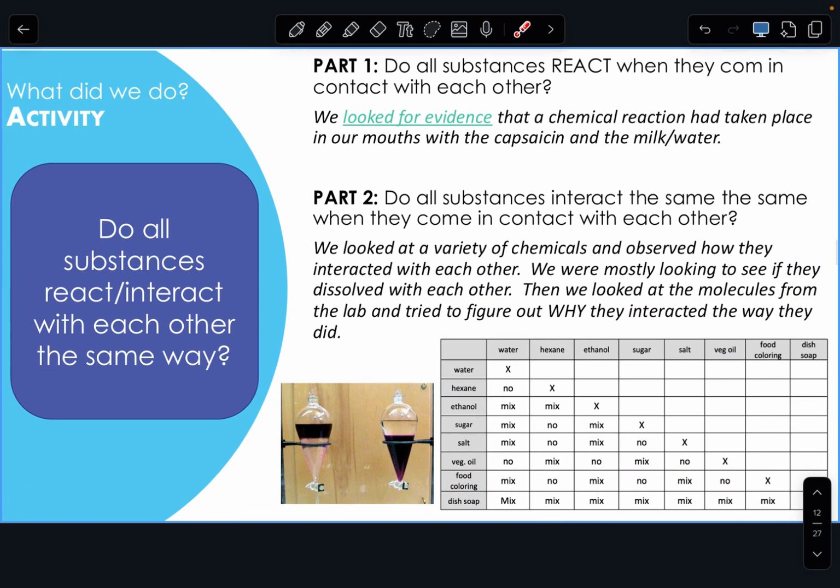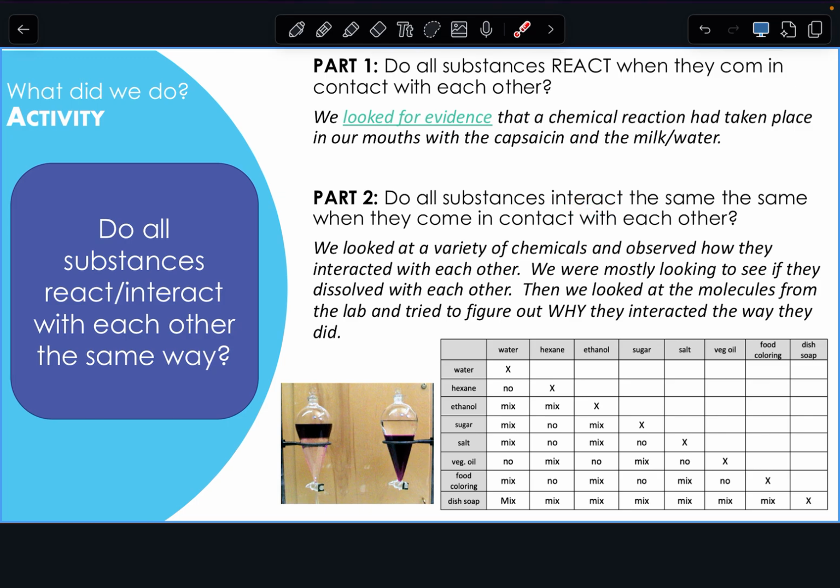All right. Now from there, you guys had said that when the milk and the capsaicin are in your mouth, they are having some sort of chemical reaction. So right away, I got that out of the way. There were no chemical reactions that happened in this unit. Okay? In fact, we haven't seen many chemical reactions at all this year, except for the ionic compounds reacting together and sodium and water reacting. But this entire unit, we were looking at interactions.